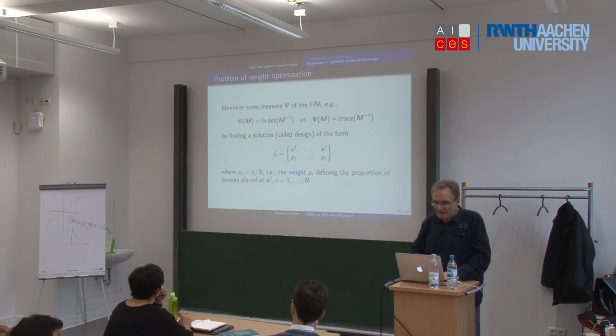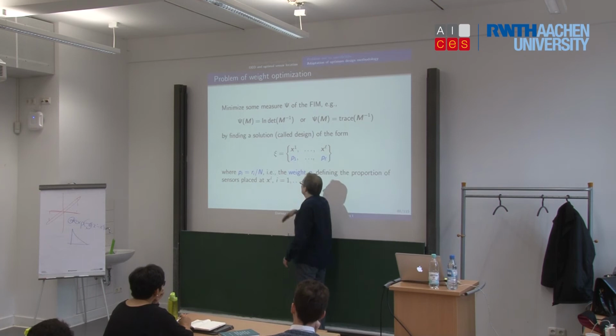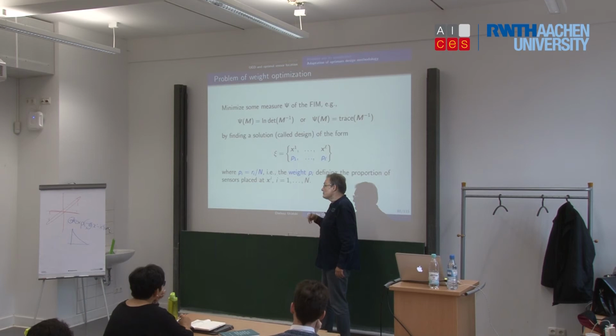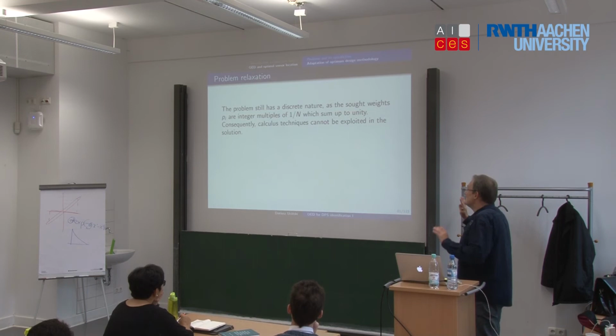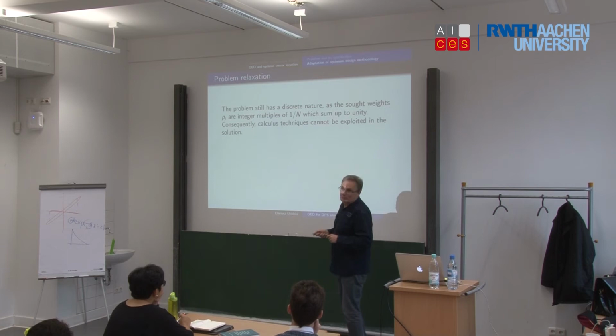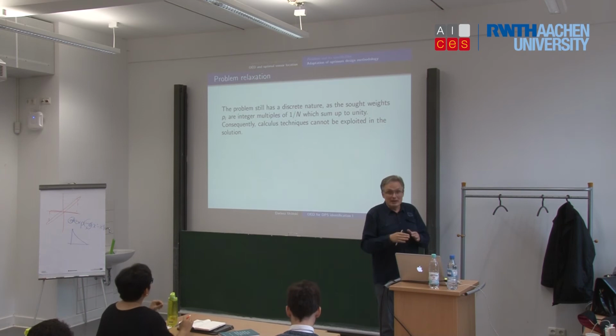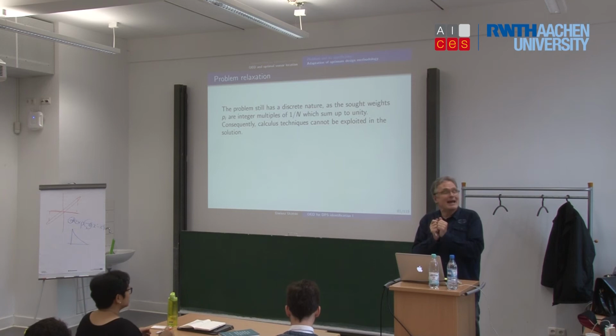This way of presenting the problem doesn't change its nature, because irrespective of the interpretation, we in fact deal with a combinatorial problem. We have a finite number of points, and we want to put a given number of sensors at these points. We want to distribute them. The number of possibilities is finite. It's huge, but it's finite. So we have a discrete optimization problem, which can be very hard to solve in practice. And the idea, having its origins at the beginning of the 1970s, was to relax this problem. Instead of taking weights which are multiplicities of the reciprocal of the number of sensors, we can assume that they are any real values which sum up to unity and are non-negative.